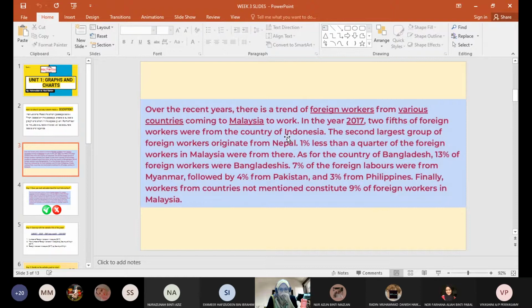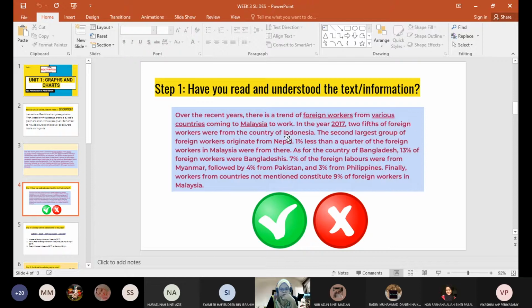Okay, so how do we identify and create a suitable graph from a description? We have steps. Step 1, have you read and understood the text or information? Yes or no? How many of you can understand the text? Yes. Is there anyone who says no? Anyone who doesn't understand? None. So basically, if you want to understand the whole passage, you need to get the idea. What is it all about? Okay. So basically, the idea of this passage, what is it about?